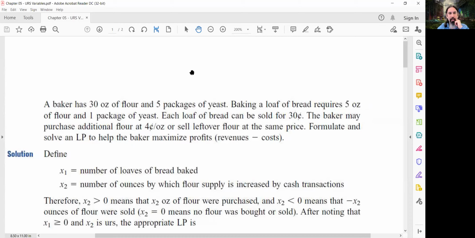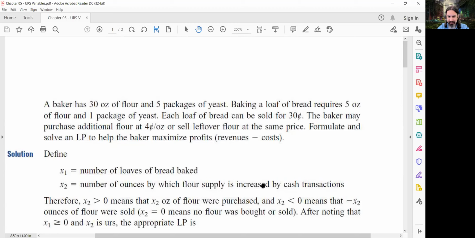Now, this is just a question from the book, which you might be familiar with, and it says that we will define x1 as the number of loaves of bread baked. So this is where our income will come from. At least one part of it will come from. And x2 as the number of ounces by which flour supply is increased by cash transactions.